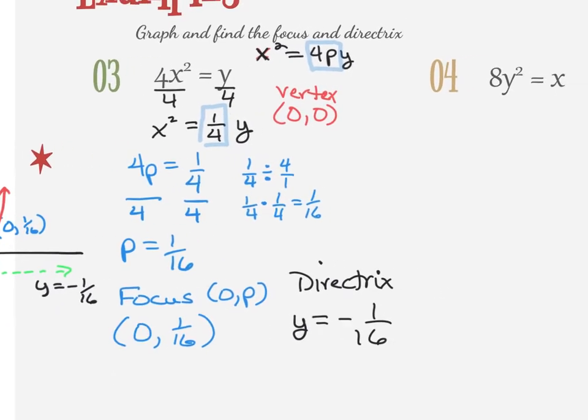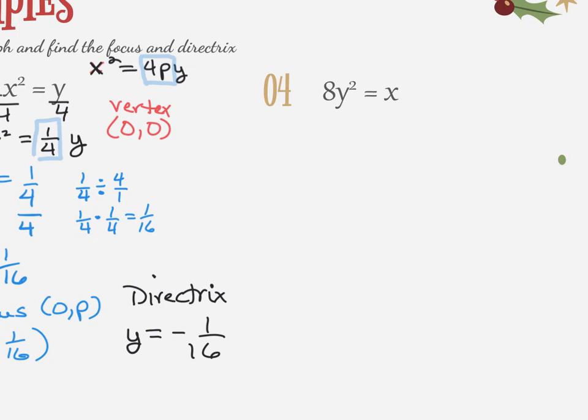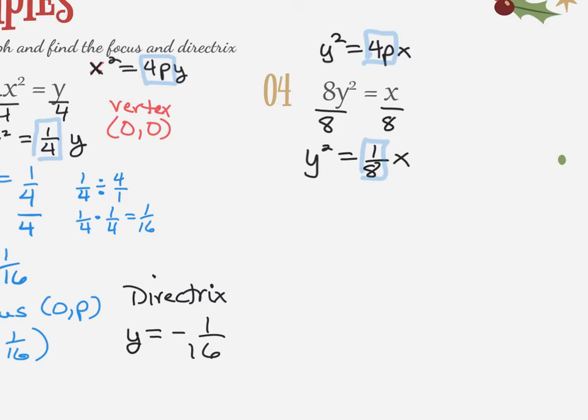So for number 4, we want to get it in this form of y squared equals 4px. So I need to move the 8 by dividing both sides. This becomes 1/8 x. I need to find my p-value. So remember, 4p is in front of the non-squared variable. So 4p equals 1/8.